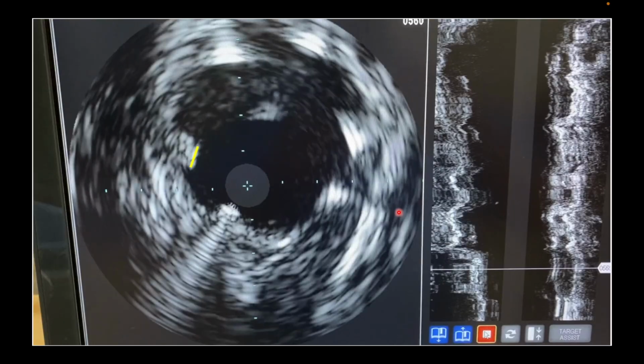And what the IVUS showed us was this is the Wallstent layer, and what is being marked is the Casper stent layer, and in between is this filling defect that you see here, and this is that partially deflated balloon. On the longitudinal section also, you can see this filling defect, this blackness. This is that partially deflated balloon, or the jailed balloon.